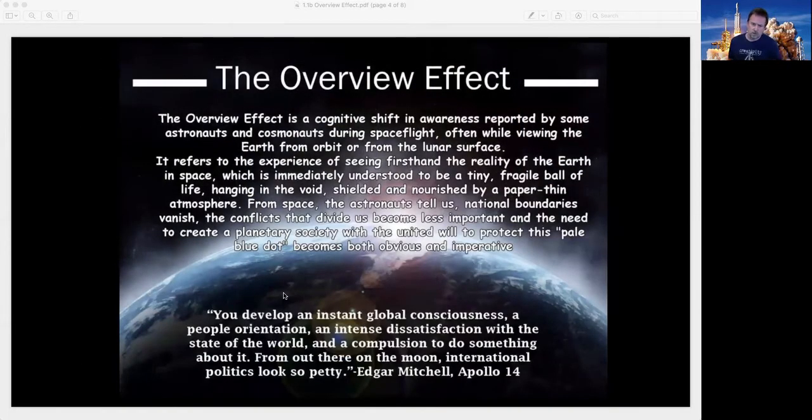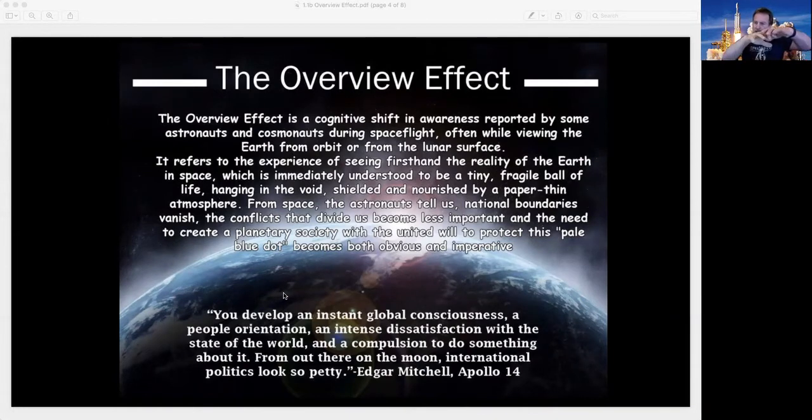So what is the overview effect in his words? It's a cognitive shift of awareness, reported by most astronauts and cosmonauts who have experienced space flight. It's the effect that results from viewing the Earth from orbit or from out at the moon. It's an experience of the firsthand reality of Earth in space, and a cognitive understanding that immediately overtakes you, that this is tiny, it's fragile, it's a ball of life in an immense void.